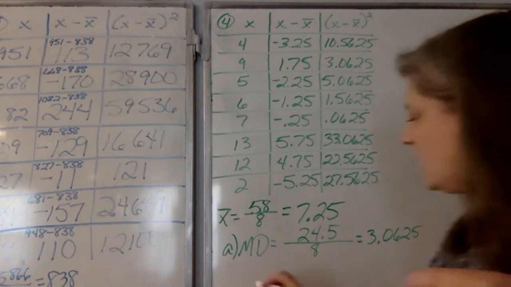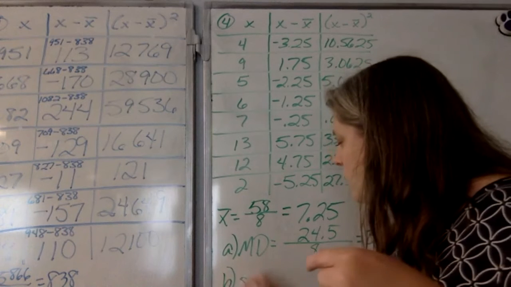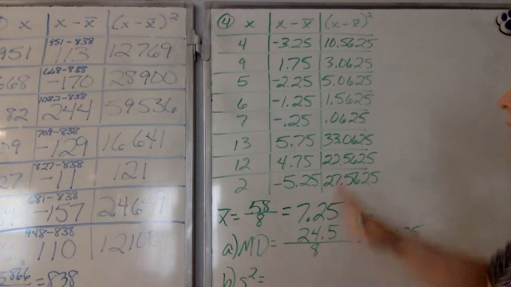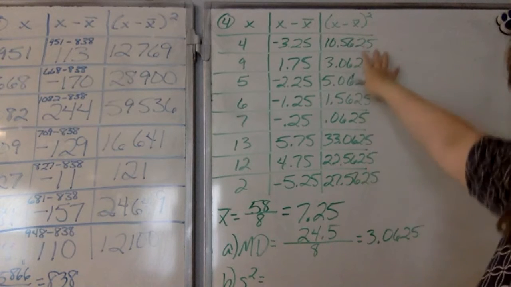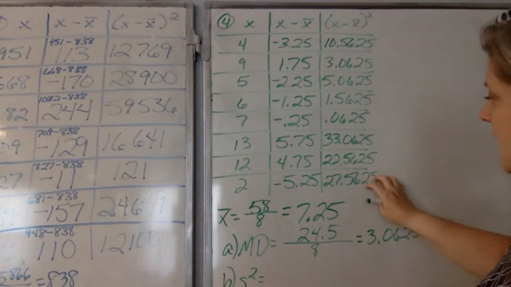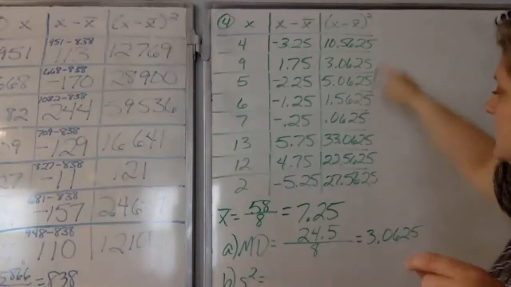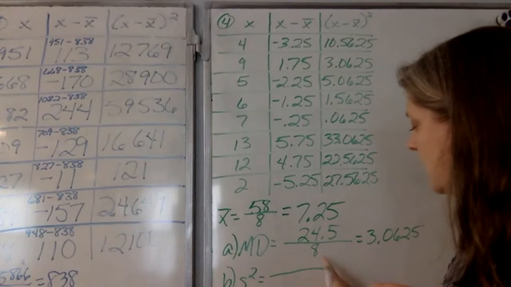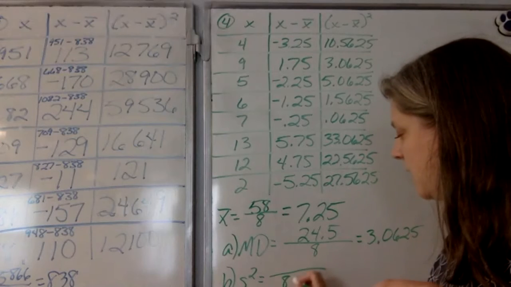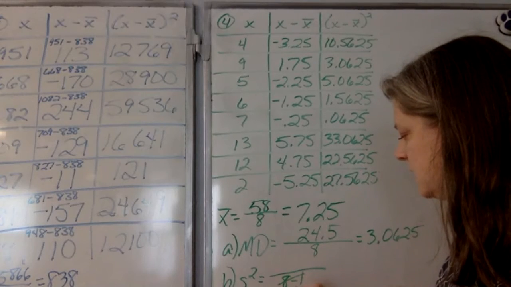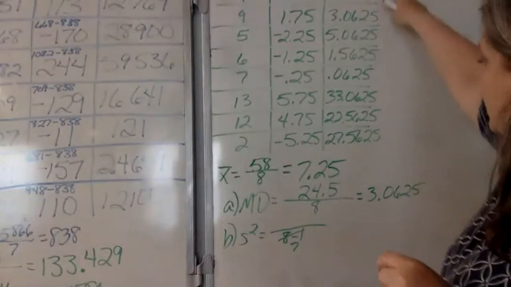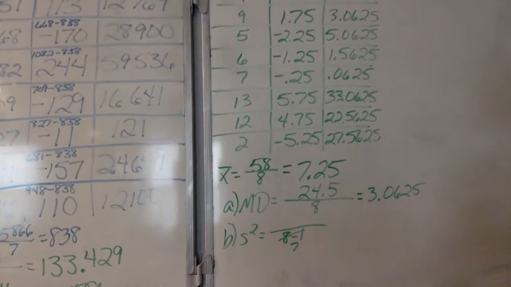Okay, now for part B, we're doing our variance. Our variance is the sum of this column, when we took the squared, divided by n minus 1. So instead of having 8 on the bottom, I'll have 8 minus 1, which is 7, that I'll be dividing by. So now we add this column all together.